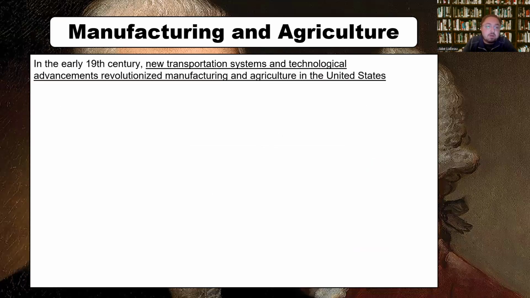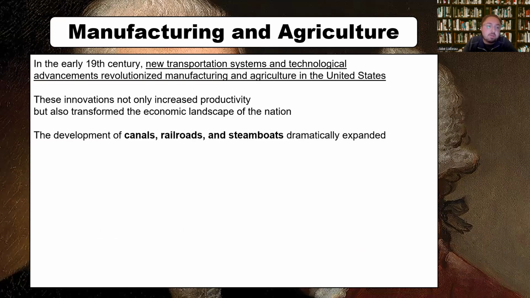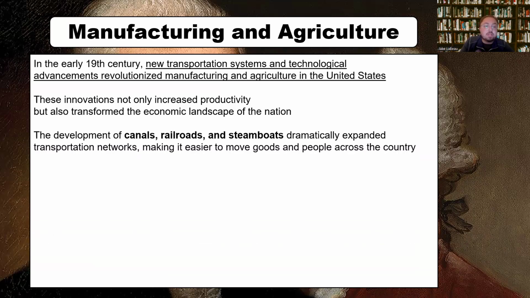So manufacturing and agriculture, let's hit the key things we need to understand about this. In the early 19th century, new transportation systems and technological advancements revolutionized how manufacturing and agriculture in the United States happened. These innovations not only increased productivity, but also transformed the economic landscape of the nation. The development of canals, railroads, and steamboats dramatically expanded transportation networks, making it easier to move goods and people across the country.